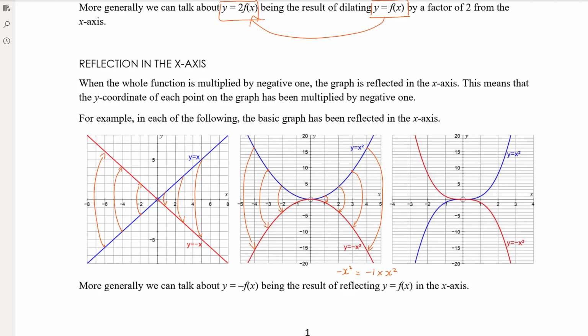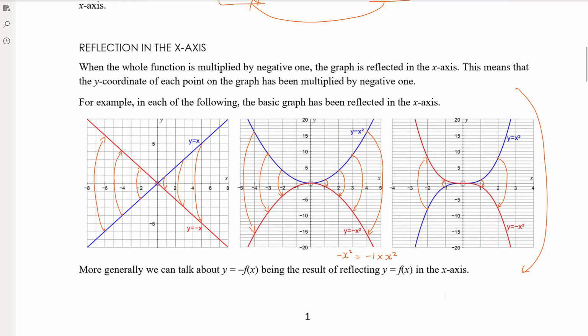Same with the cubic. The cubic goes through 1, 1, y equals x cubed. Multiplying that by -1 means that the y value becomes negative, and so it now goes through the point 1, -1. 2, 8 becomes 2, -8. 3, 27 would be down here at 3, -27. Okay. Same here, 1, -1, multiplying the y coordinate by -1 goes to 1, 1. 2, -8 goes to 2, +8. And we get this mirror image happening to our graph, okay, reflected in the x-axis.